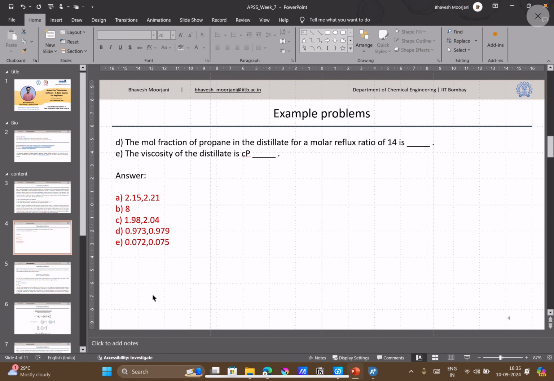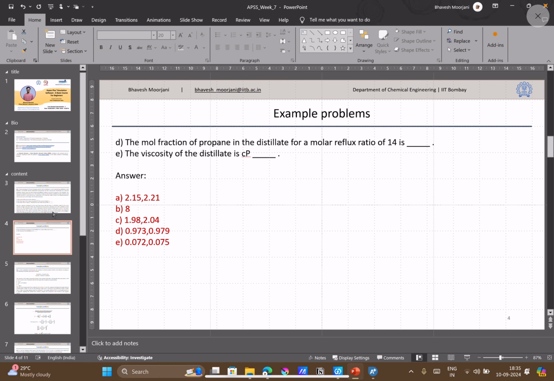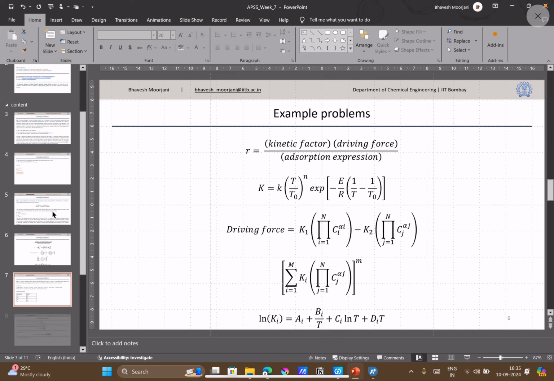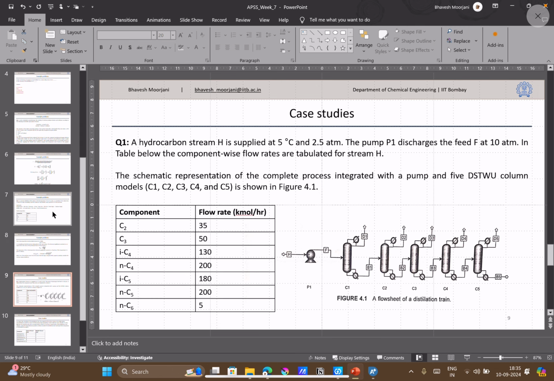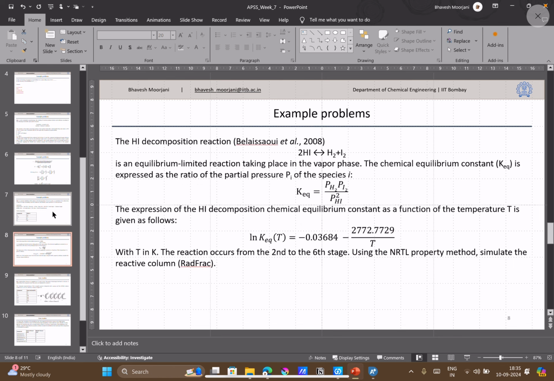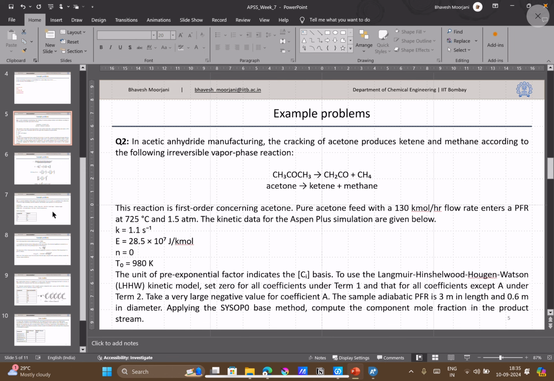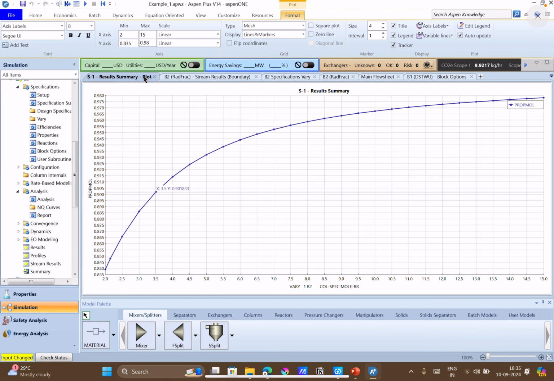So this is just the basic example of the reflux column that we have already done. Now we will move forward with the example of one reaction, and after that we have another example. This is a case study. We have one more example of reactive distillation, and this PFR reaction into the PFR column. Okay, so this is the end of the first question.